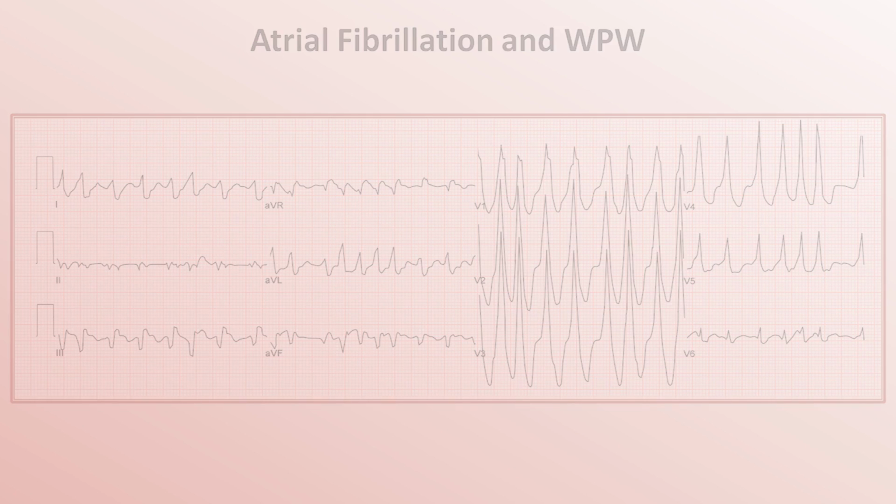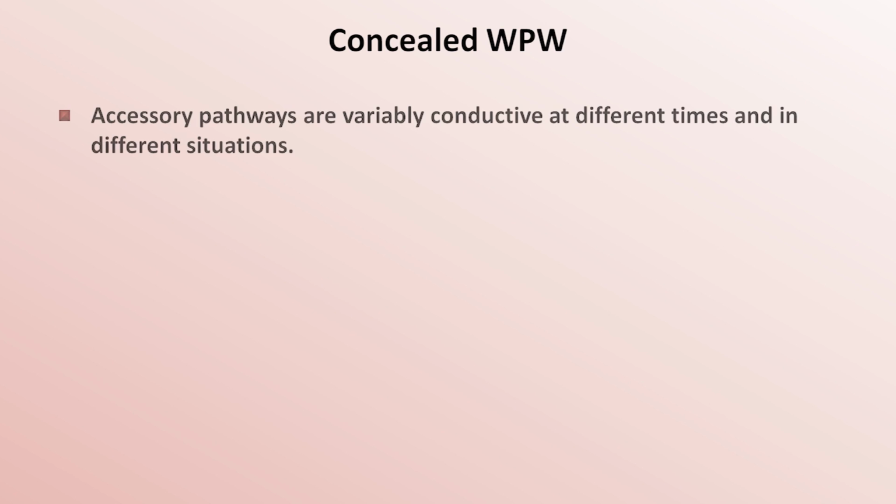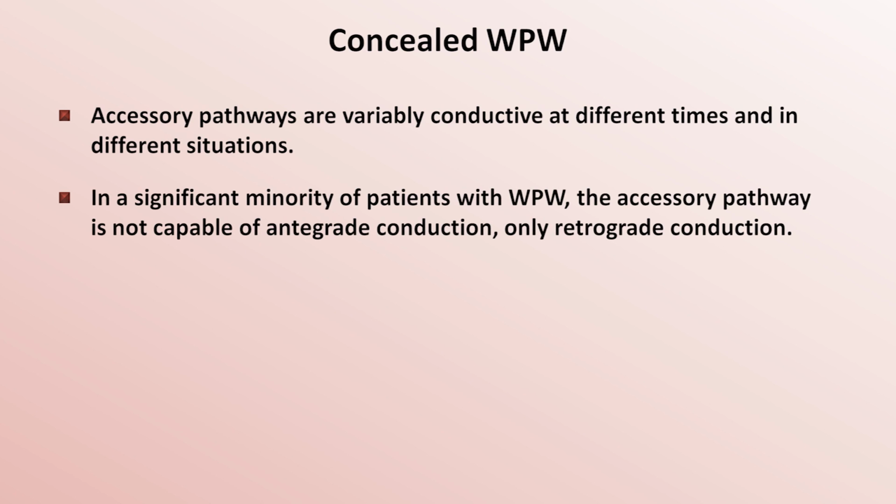There are two more phenomena related to WPW to discuss. First is something called concealed WPW, which I mentioned briefly when showing the example of permanent junctional reciprocating tachycardia. Accessory pathways are variably conductive at different times and in different situations. In a significant minority of patients with WPW, the accessory pathway is not capable of antegrade conduction, only retrograde conduction.